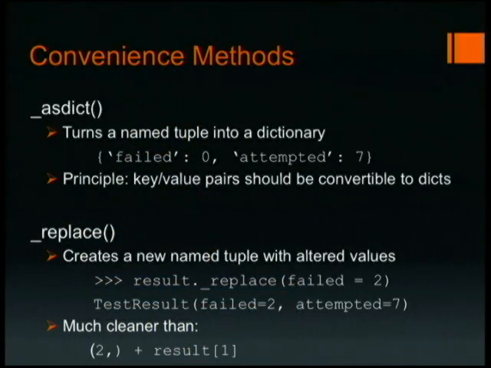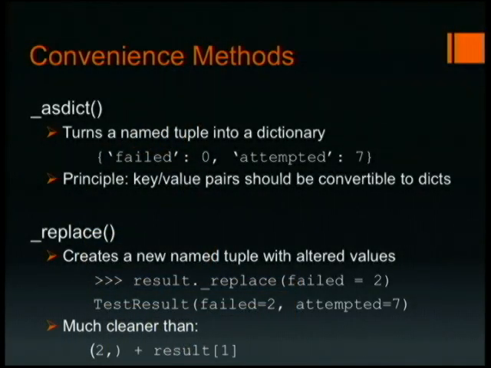Replace is kind of nice. It's an interesting method. It takes a tuple, loops over, keeps all of the fields that were there, but then when you specify that one field needs to change its value, it rewrites it and creates a new tuple for you. So in this case, if I change the test result to failed at 2, notice the attempted 7 passes right through, but the failed field updates.